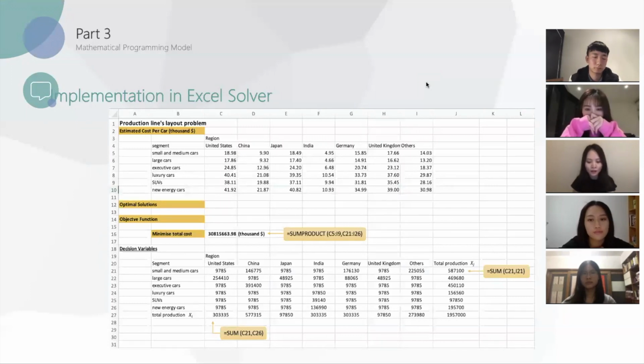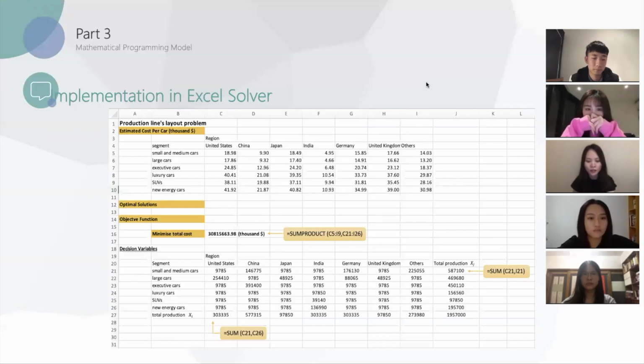The minimum cost is 30.816 billion with total production of 1,957,000 cars. The more small and medium cars together with large cars, the lower the total production cost is. And on the contrary, the luxury and new energy cars hold the opposite trend due to the high production cost.